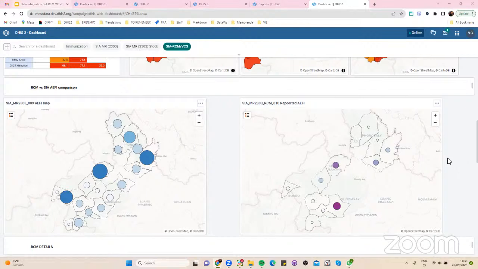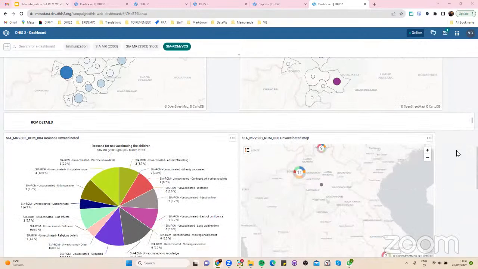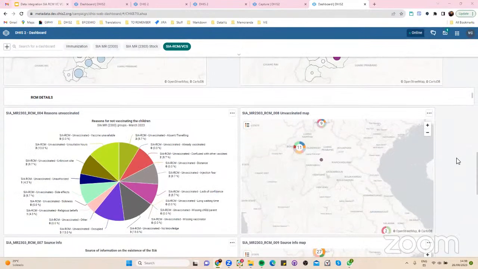So in general, it can be indicative and very useful, especially for communication purposes, and to organize informative campaigns in order to target as many people as possible. And then, of course, we know that RCM information can also provide us with behavioral drivers. So, for example, here we can summarize the reasons for people not being vaccinated.